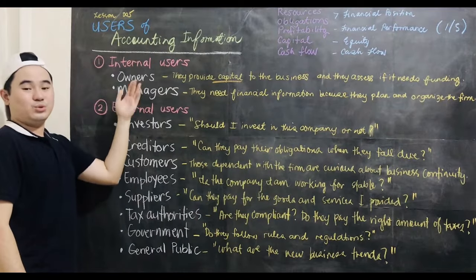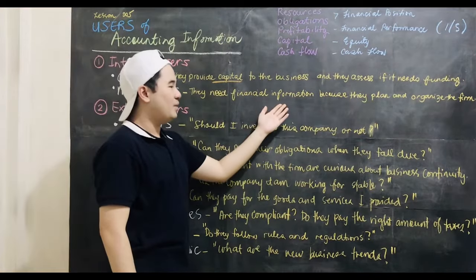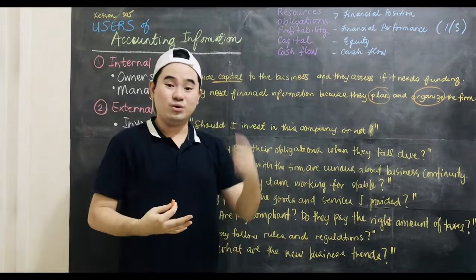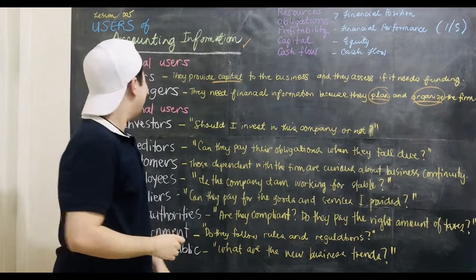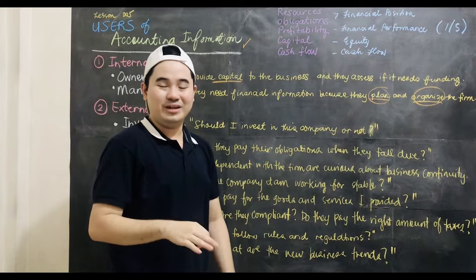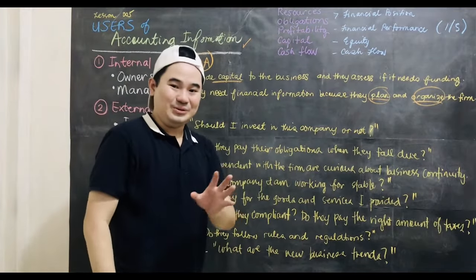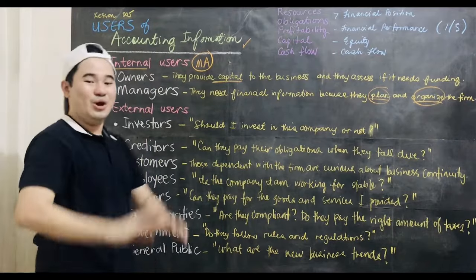And also, apart from the owners who make decisions for the company, managers are also internal users of accounting information. They need financial information because they plan and organize the firm. They are the ones who are deciding for the company apart from the owners. And thus, one aspect that they need in order to properly plan and organize the firm is financial aspects. And those financial information can be obtained from accounting information. Now, internal users of accounting information need accounting information primarily for decision making. And remember, the information that we need for decision making is what? Management accounting information. So you can now again imagine the Venn diagram. Management accounting information is being used by the internal users of accounting information.